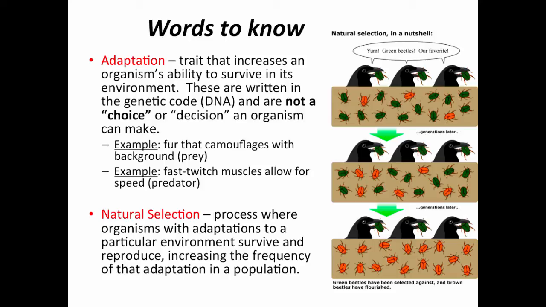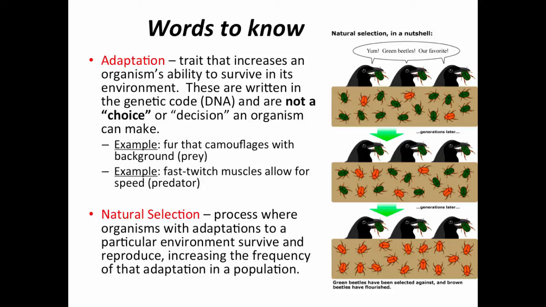So an example of adaptation is fur that camouflages with the background to hide from predators. Think of an Arctic hare, which is a rabbit. They live in areas where it's really snowy, and so they turn white in the winter to help them blend in so that their predator, the fox, can't sneak up on them. Also, a predator could blend into the background or have very fast muscles to allow for speed, like a cheetah. If your prey is moving really fast, only the fastest of the predators are going to be able to catch it.